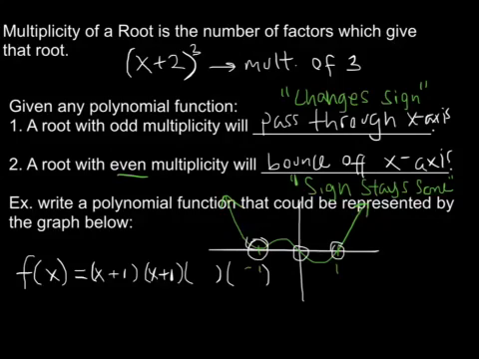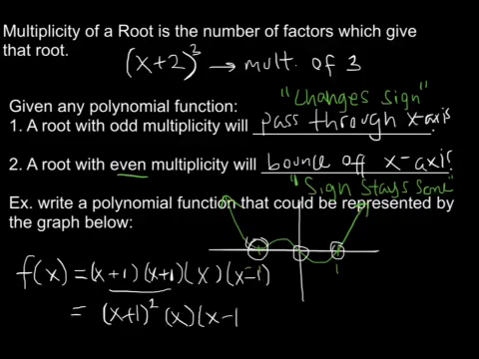The next root happens at 0, so that's a factor of x. And the next root happens at +1, so that's x minus 1. And there we have our function. We can simplify because these 2 factors are the same, so it's x plus 1 squared times x minus 1. And this function could be the function which gives us the graph.